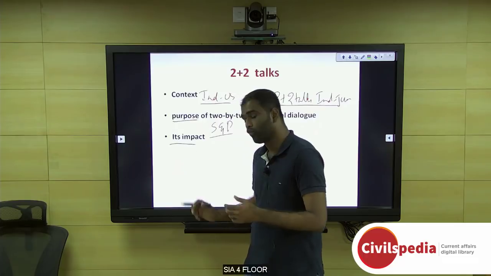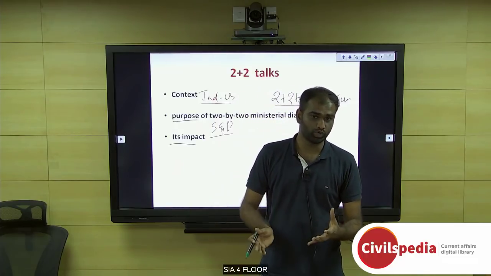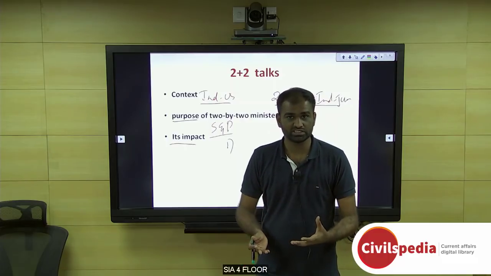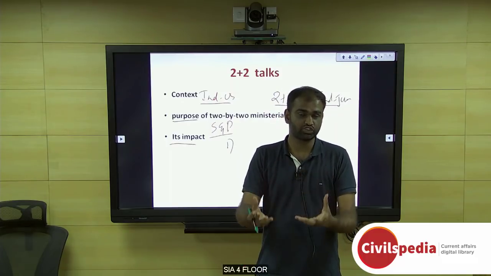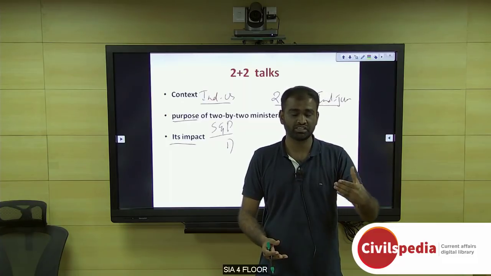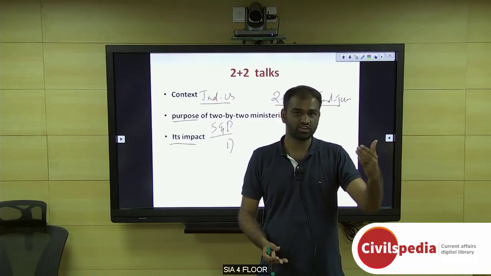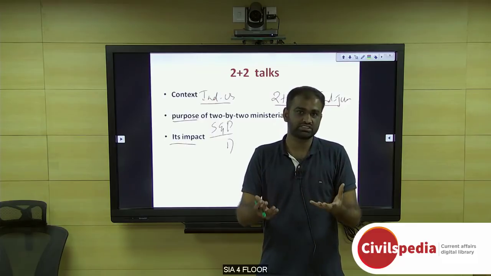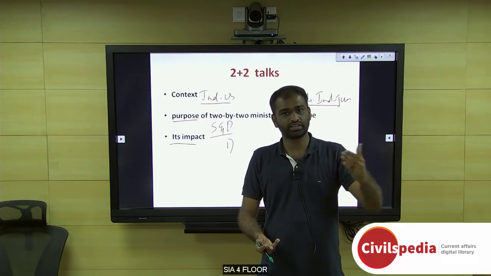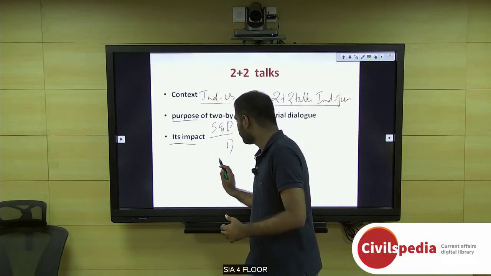Coming to the next part, what are the broader impacts of these 2+2 talks? There are three broader impacts. The first one is fairly obvious. By engaging in strategic and defense cooperation, we can gain critical information from the US, like terrorist information, and we can gain critical defense technologies from the US, because the US is kind of the lone military superpower currently in the world. So we can gain all that critical information from the US.